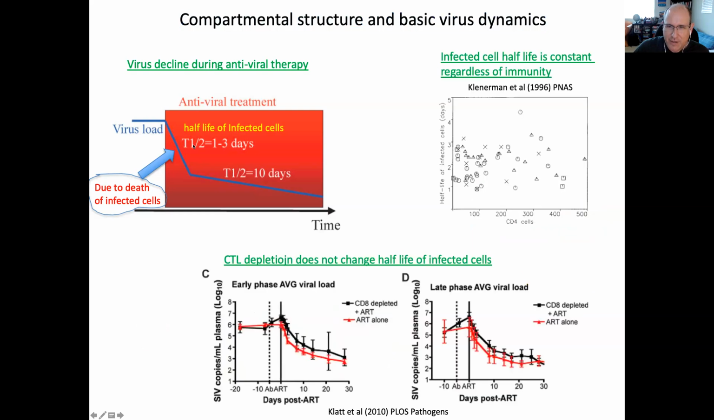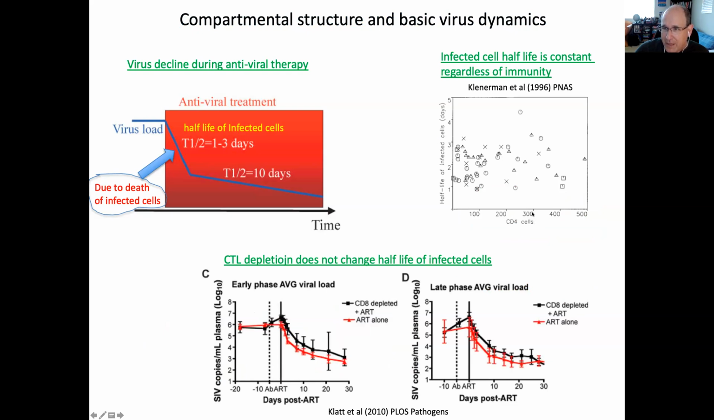And this is a bit intriguing. And so this is shown here. This is the half-life of infected cells during treatment. So this decline slope here, plotted against CD4 cell count. And CD4 cell count is the target cells of HIV.